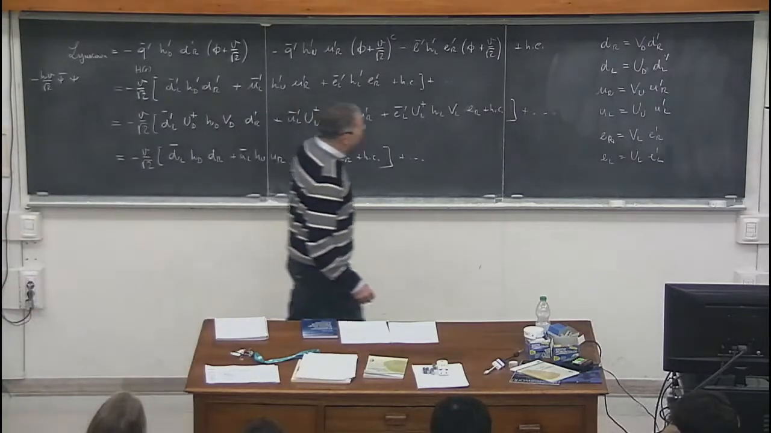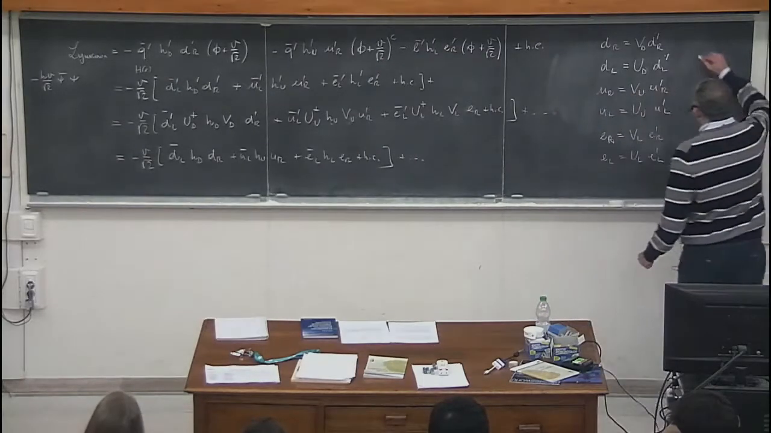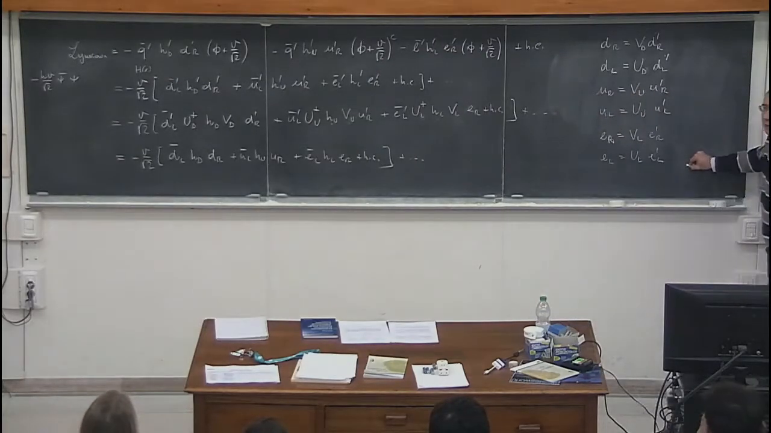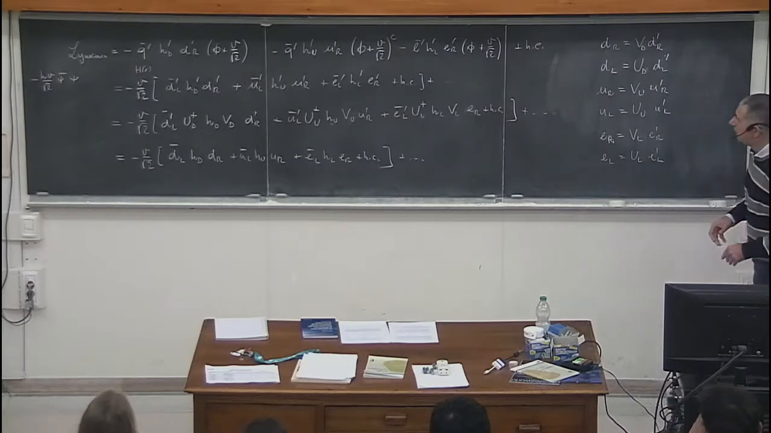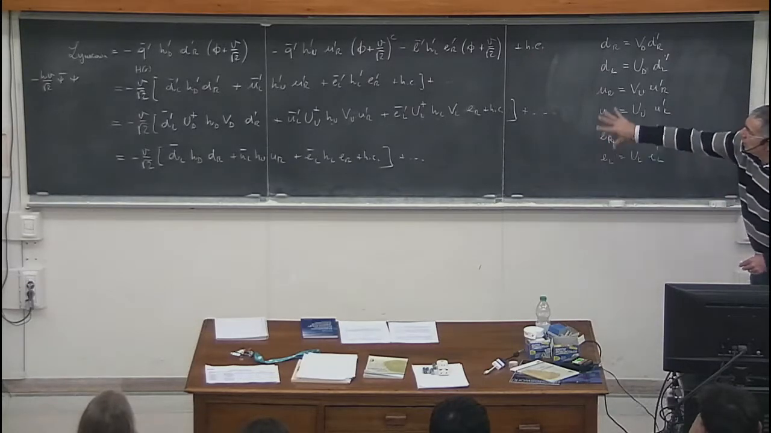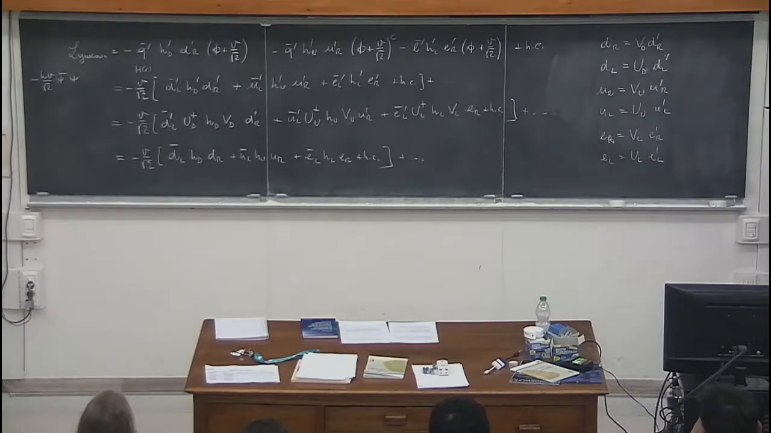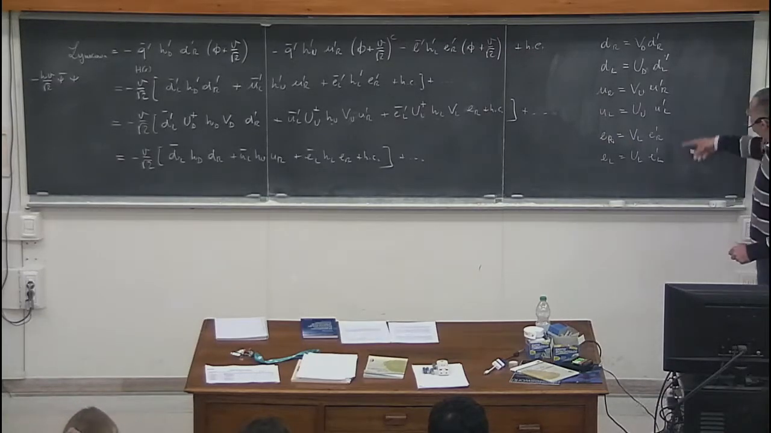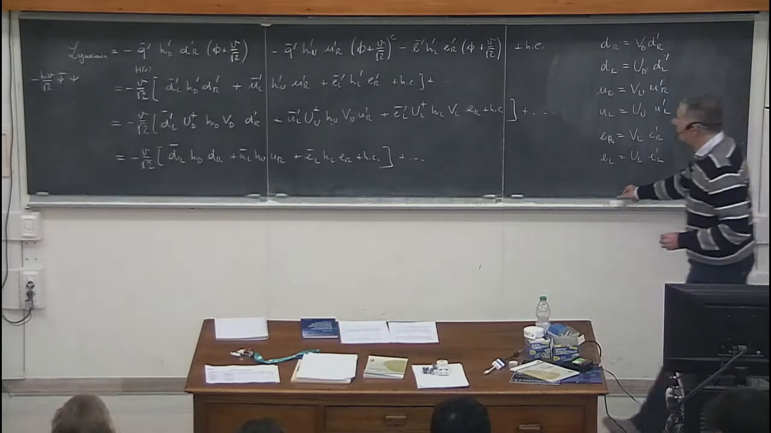What we have to do now is to check what happens to the rest of the Lagrangian density when I perform this rotation. So far, so good. Here I have succeeded in introducing mass terms for the fermions, but now I have rotated the fermions among generations, and I have to check what happens to the rest of the Lagrangian.